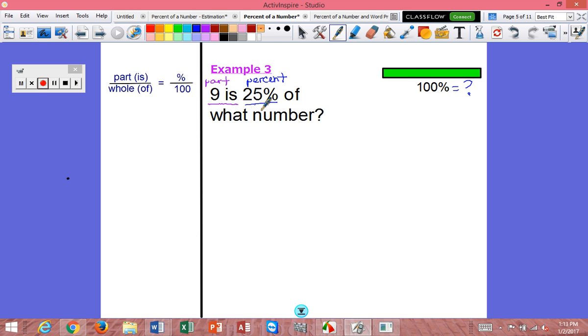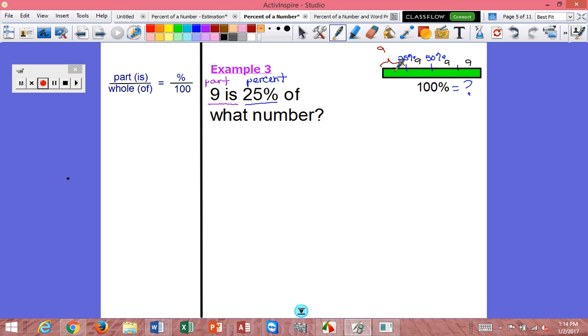So I'm going to take this percent, 25%. I know 50% would be here. 25% is going to be halfway between 0 and 50. And then 9 is 25%. 9 is that part. So this is worth 9. Now, based on what we did in class today, if this is worth 9, so is this. The next 25% is worth 9. So we basically have 4 9s.